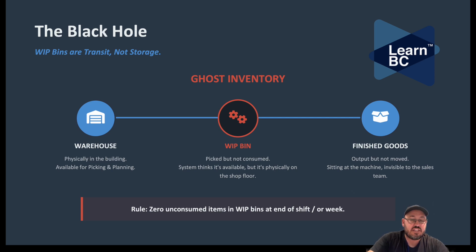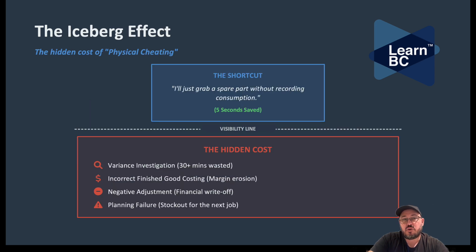So one of the things we talk about is clearing your transit bins or your WIP bins every day. It might be every week, but follow the procedure and keep them clean. So a black hole is our second principle to avoid. Avoid the black hole. The third thing for us is the iceberg effect.